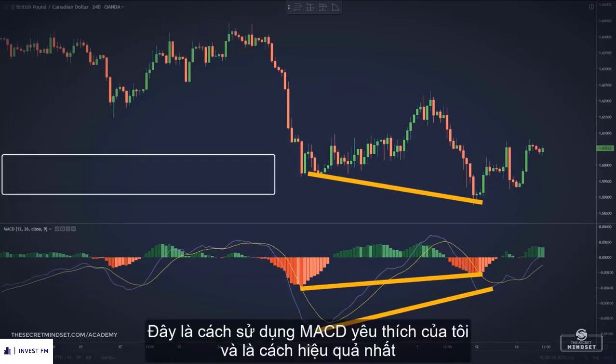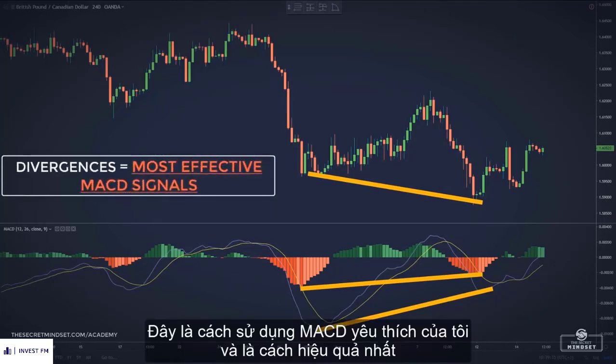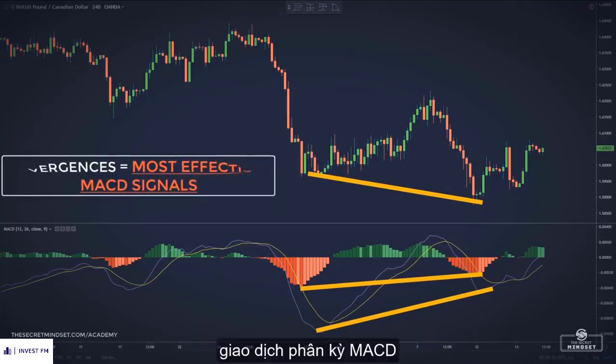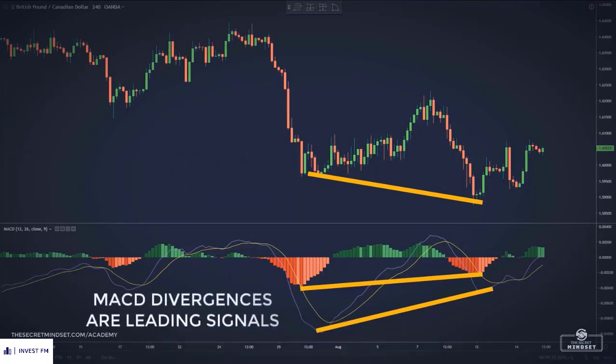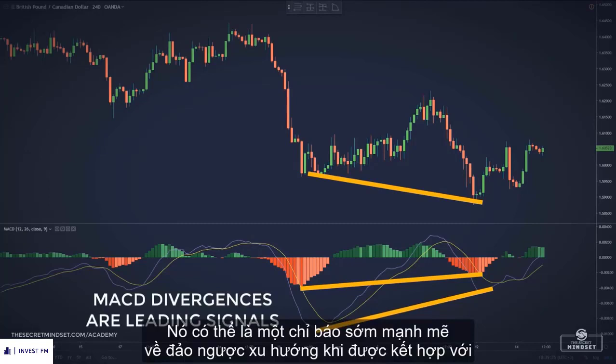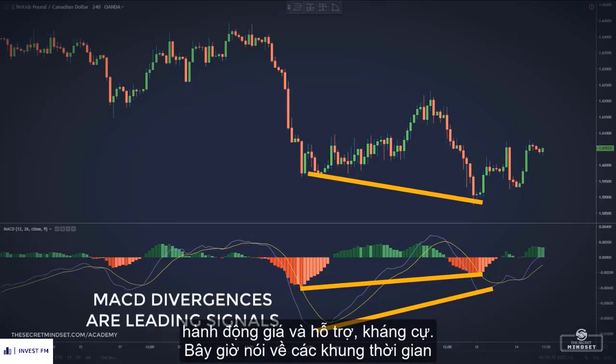This is my favorite way to use the MACD, and the most effective way. Trading MACD divergences, if done correctly, can provide you the real edge in the market. It can be a powerful early indicator of trend reversals when combined with price action and support and resistance.